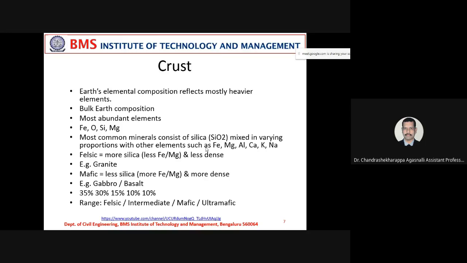Most common minerals consist of silica mixed in proportion with the elements iron, magnesium, alumina, sodium, and so on. They are called felsic and mafic minerals. Don't worry about those things; that's a deeper level of geology. You just need to understand the internal structure of the earth and its chemical compositions. That's all about this.